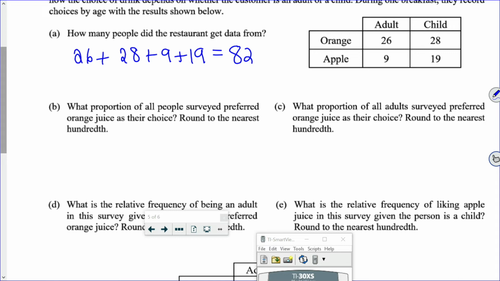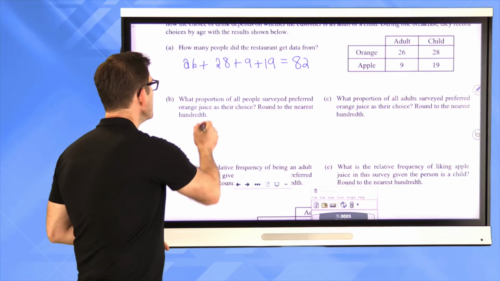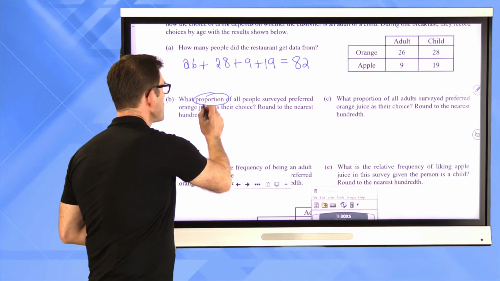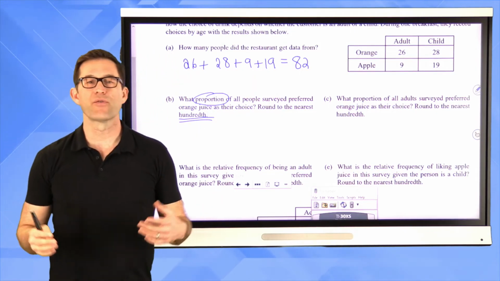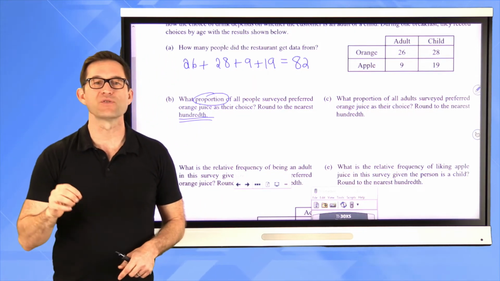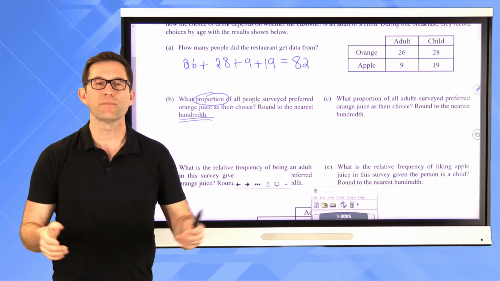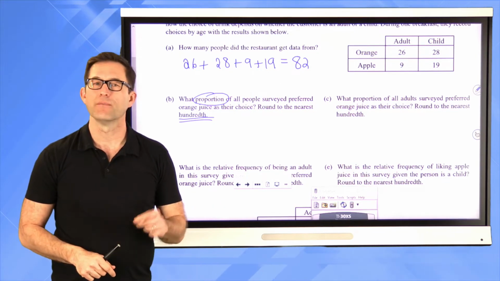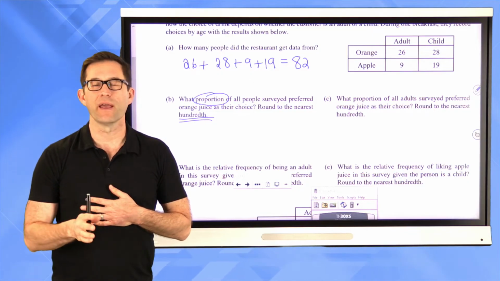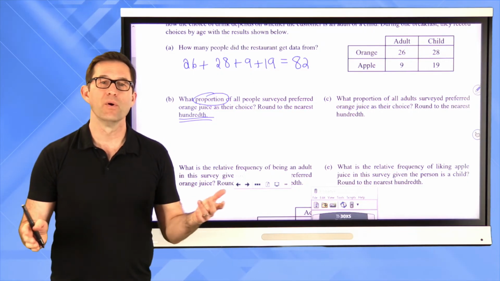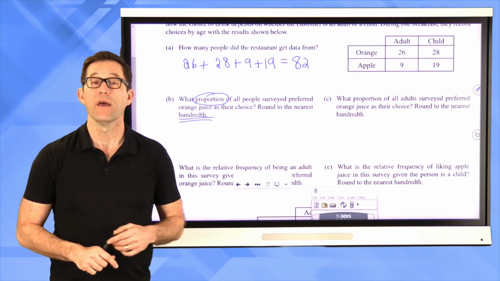What proportion of all people surveyed preferred orange juice as their choice? Round to the nearest hundredth. Now, notice, proportion and round to the nearest hundredth. Sometimes they'll ask you for the proportion, which is the same as a relative frequency, and sometimes they'll ask you for a percentage. Be careful on that. Even though I would love to be able to accept both of the answers as being interchangeable, most of the time your math teacher can't. Anyway, let's take a look.